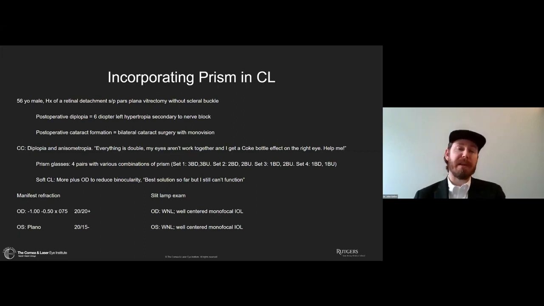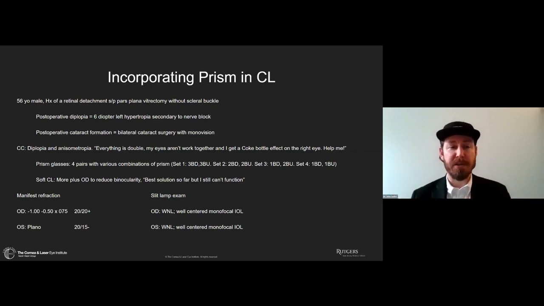and it's presumed to be related to the nerve block, but it's a 6 diopter left hypertropia. Post-operatively, he also had cataract formation. So he had a bilateral cataract surgery where they tried to do a little bit of monovision for the individual to break the fusion a little bit more, so that the eye that's not quite aligned is a little bit more out of focus, hopefully making things a little bit more tolerable.